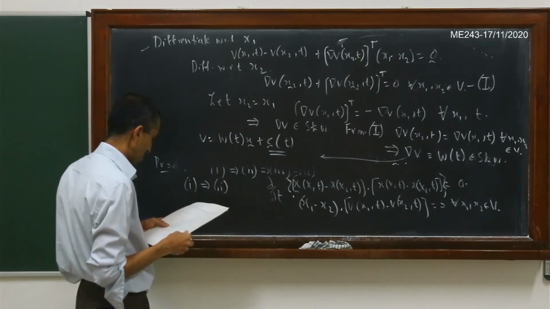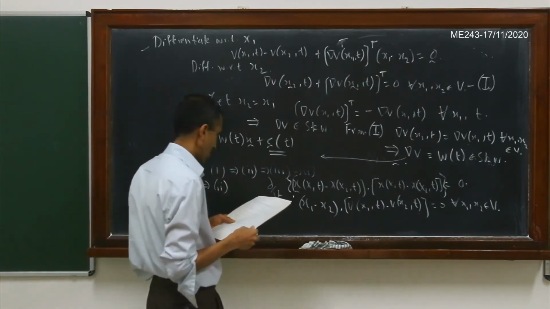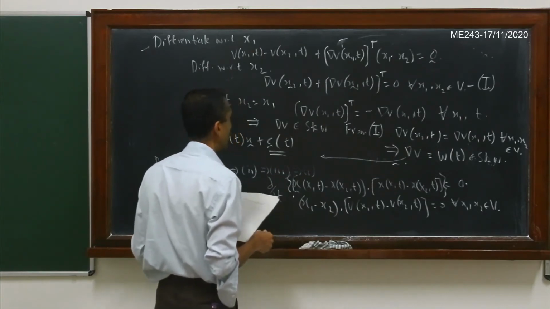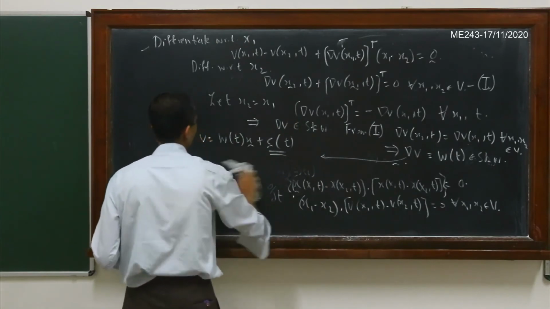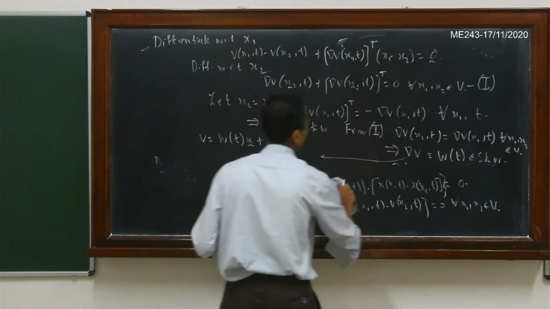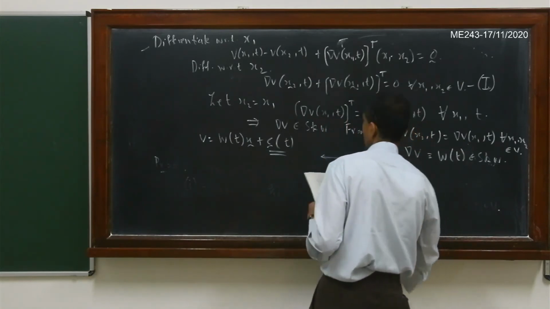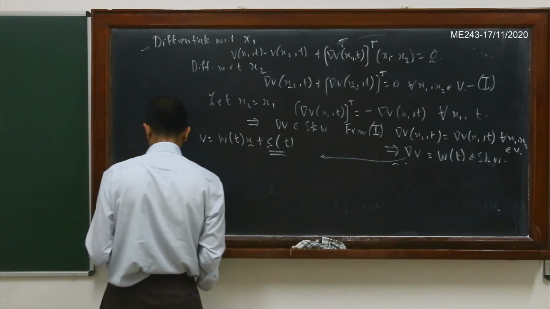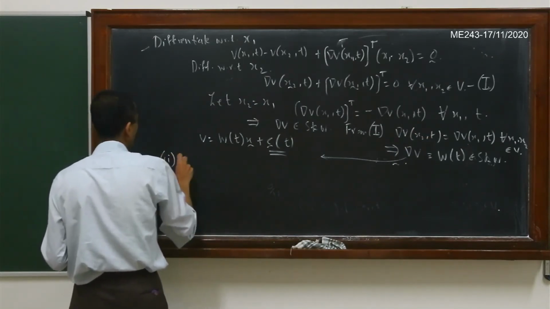Sorry, this completes the proof of 1 implies 2. Now let us show that 2 implies 3.